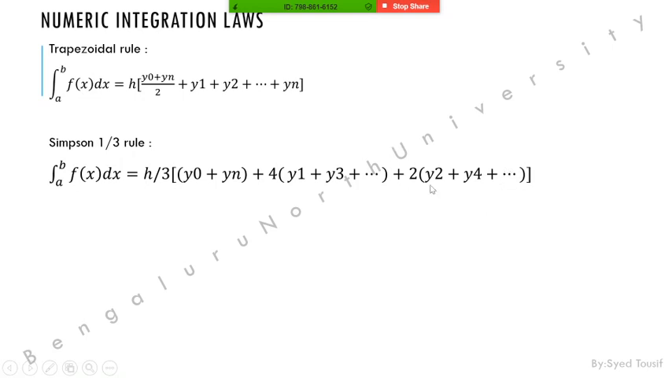Okay, when it comes to 2 into values, these are the multiples of 2, always 2 into multiples of 2. And 4 into the remaining values, apart from y0 and yn and apart from the multiples of 2, meaning y1, y3, y5, y7, this kind of values will come. Okay, this is the formula for Simpson one-third rule.